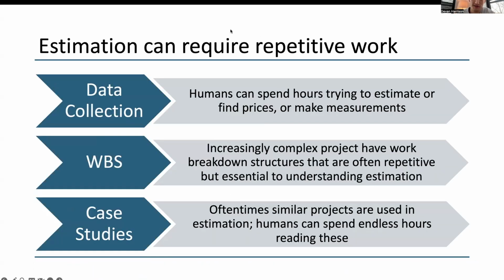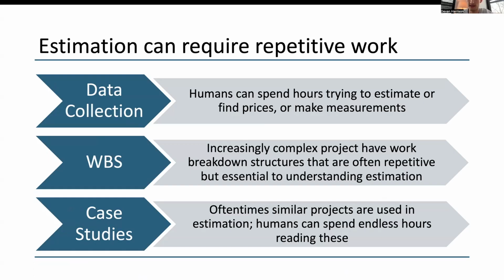And when we talk about things that can be automated, we often want to look at what has repetitive work or things that don't take a ton of brain power, but a lot of time. Those are things like data collection, where humans spend hours trying to estimate and find prices, or the work breakdown structures, where, well, it's not super repetitive tasks to build. Oftentimes, there's a lot of due diligence that needs to go into that and making sure that everything is accurate. AI can do that much faster.